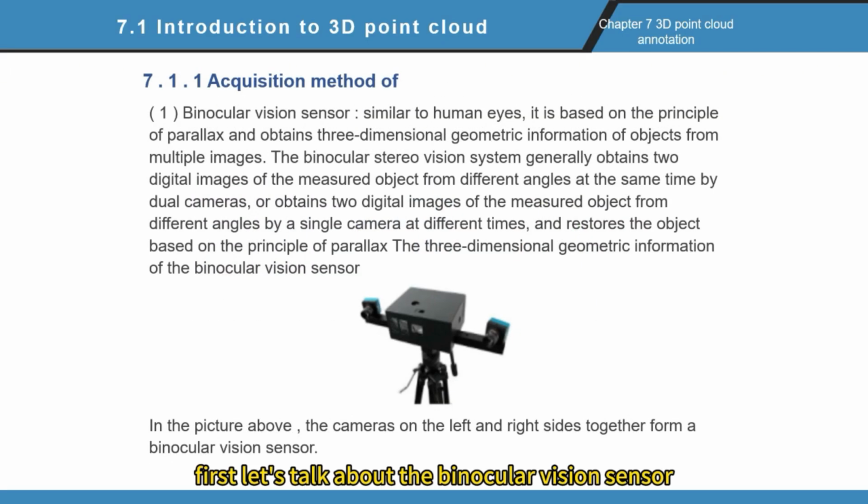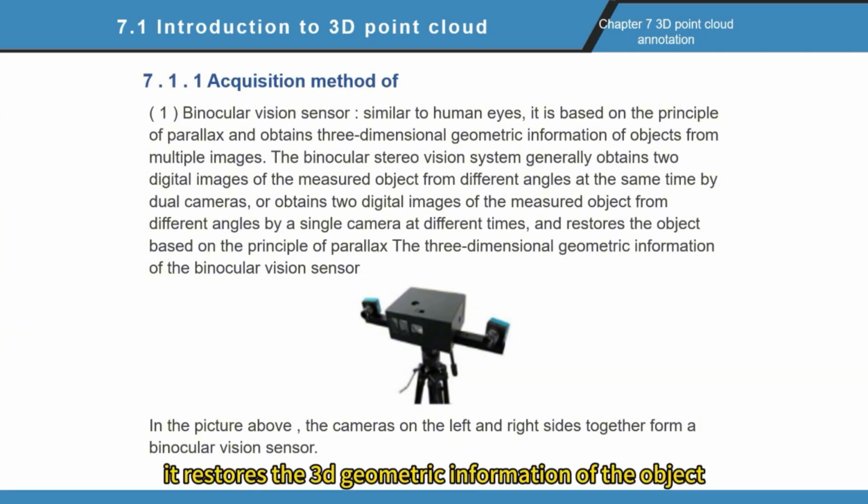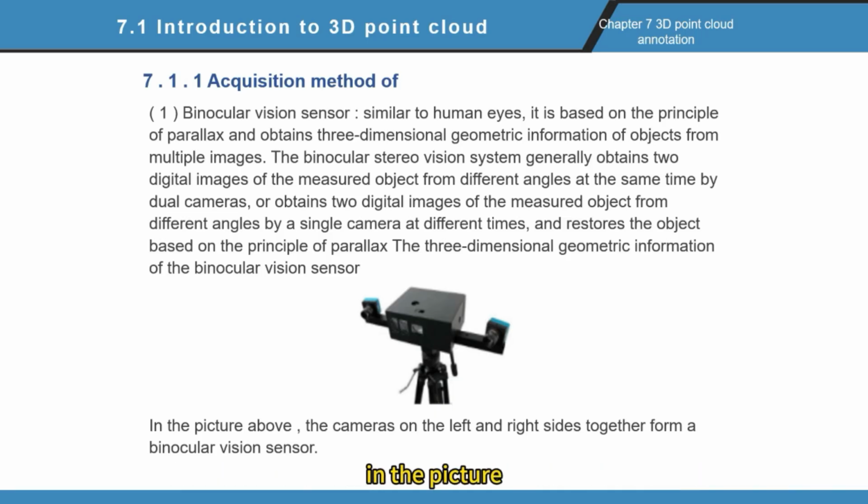First, let's talk about the binocular vision sensor. It's similar to human eyes and works based on the principle of parallax. It acquires the 3D geometric information of objects from multiple images. A binocular stereo vision system can get two digital images of the measured object from different angles simultaneously using dual cameras or at different times using a single camera. Then, it restores the 3D geometric information of the object according to the parallax principle. In the picture, the left and right cameras together form a binocular vision sensor.